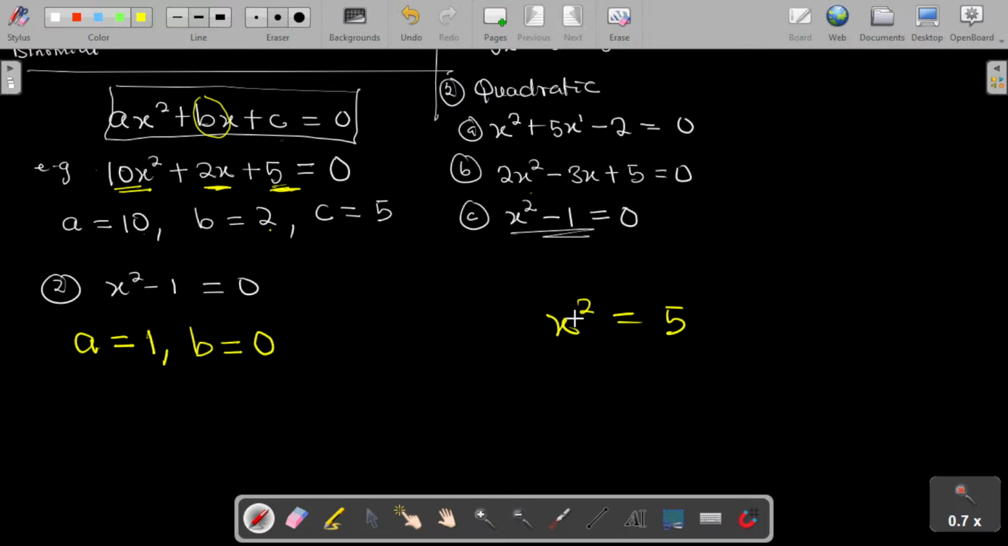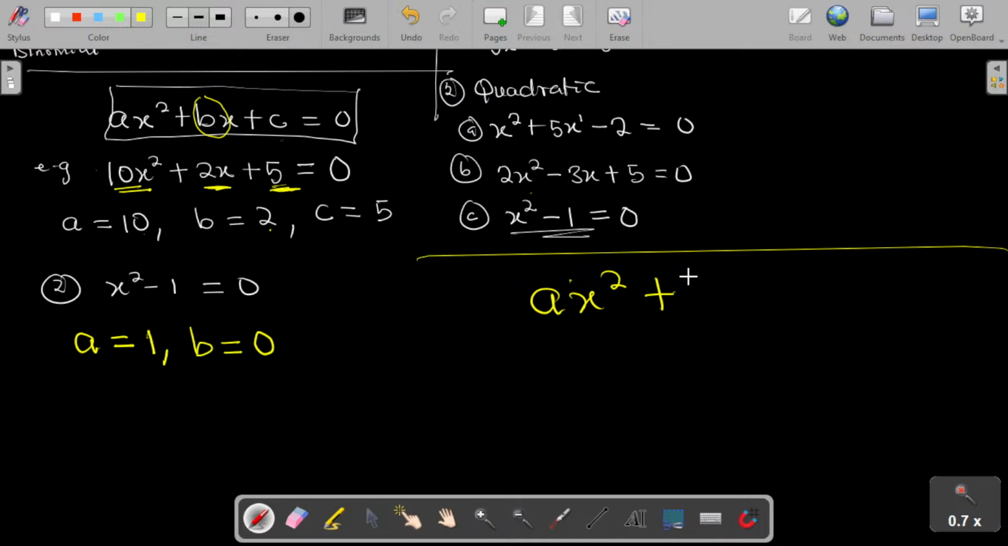Let me write it again down here. You have to get this before we move on. You have ax squared plus bx plus c equal to 0. Your a is the coefficient of x squared. That's the number standing with x squared is your a. The number standing with your x is your b. The number standing alone without any x is your c. That is when your right hand side is 0.